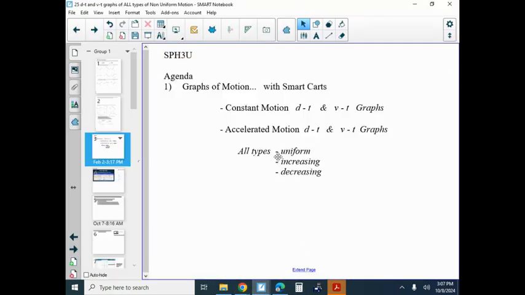All right, everybody. Here we go. We're looking at graphs of motion, and I'm going to show you some videos that I've made with the smart carts we have, which I'll explain when we get there. So we're looking at constant motion and accelerated motion, and distance time graphs and velocity time graphs for all types of motion. Essentially, that is the goal. Pretty lofty goal in an older environment.